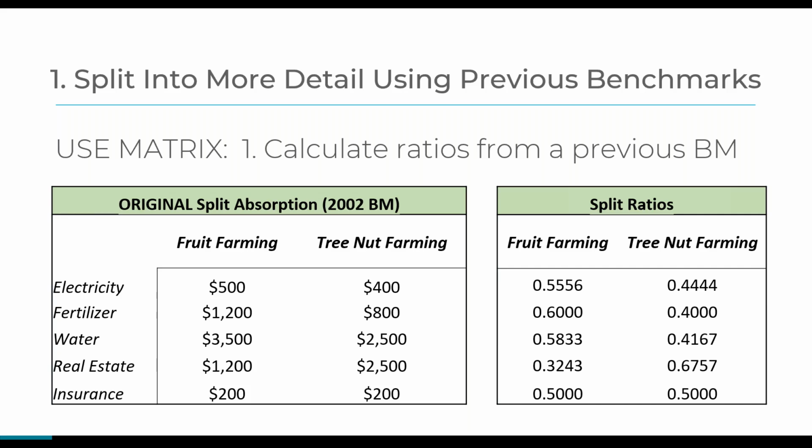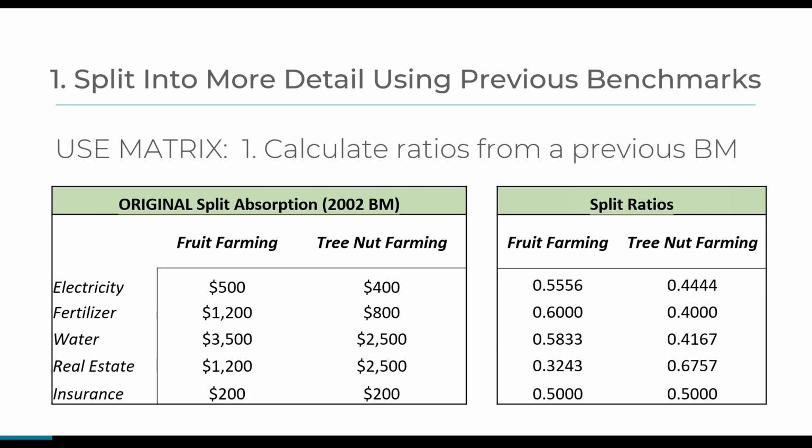And all I'm doing is creating ratios, and I'm saying, okay, it looks like between fruit farming and tree nut farming, their combined purchase of electricity, which would be $900, fruit farming is buying 55% of that electricity purchase. So of the combined fruit and tree nut farming sector, if you will, fruit farming buys 55% of that, the combined between the two of them, their purchase of electricity, and so on. And they each purchase the same amount of insurance. So between the two of them, they each purchase 50% of their combined purchase of insurance. Okay. So now we have split ratios.